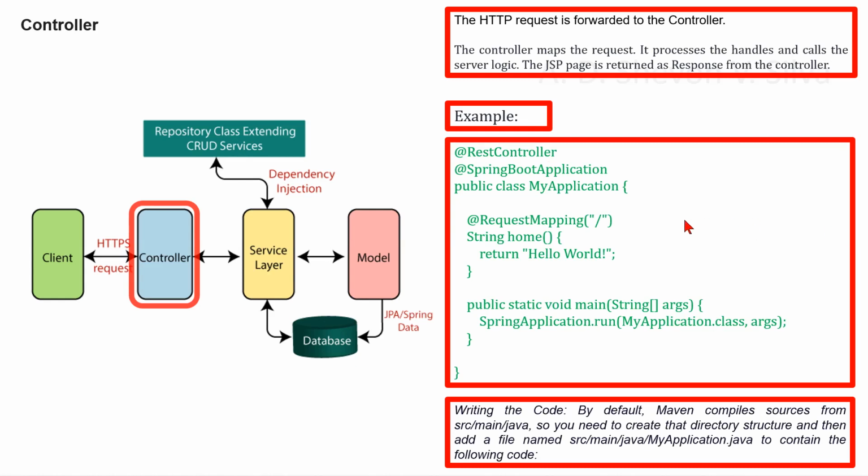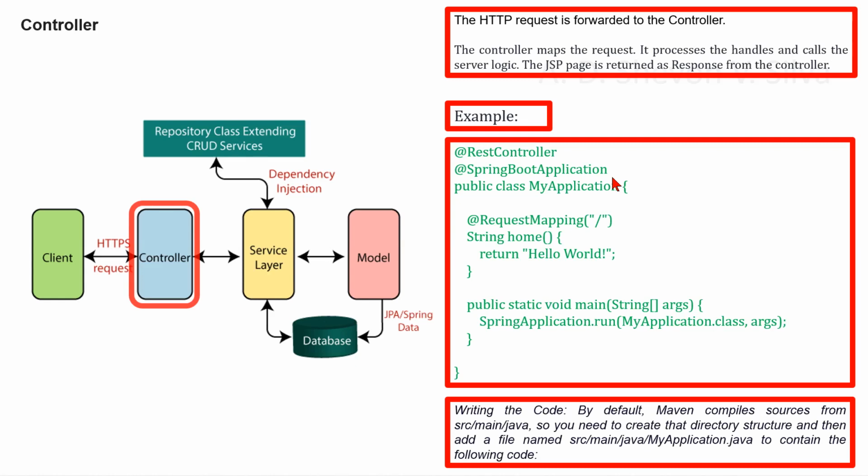The @SpringBootApplication annotation. The second class level annotation is @SpringBootApplication. This annotation is known as a meta annotation. It combines @SpringBootConfiguration, @EnableAutoConfiguration, and @ComponentScan.